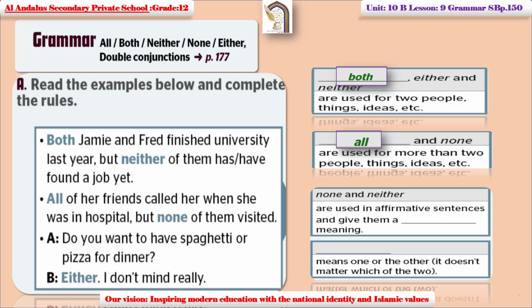And the last but one rule is none and neither. None and neither are used in affirmative sentences and give them a negative meaning. And finally, we have got either. Either means one or the other. It doesn't matter which of the two. Now, we move on to the following exercise.